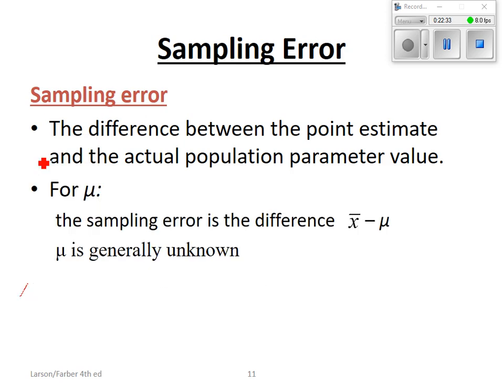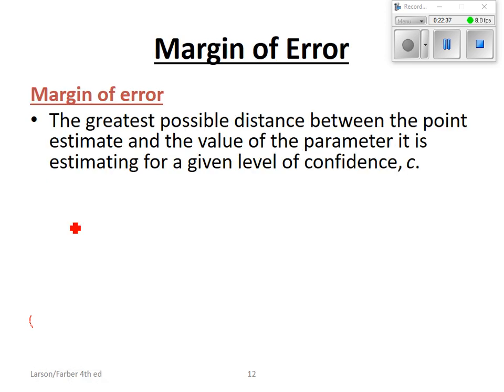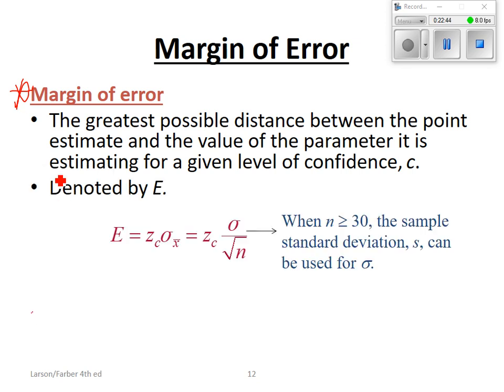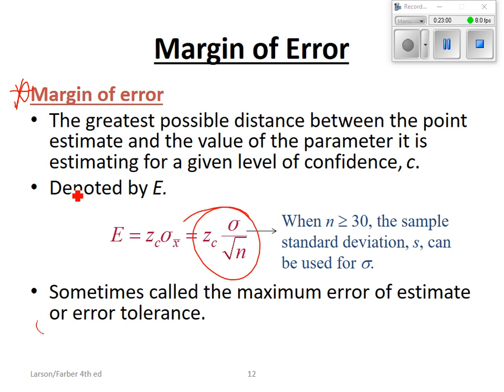Sampling error, again, is just x bar minus mu. Margin of error, very important. You didn't write down this formula last time. Key to a whole lot of this chapter. ZC times, that's your critical value that you get off the chart, your sigma divided by the square root of n.